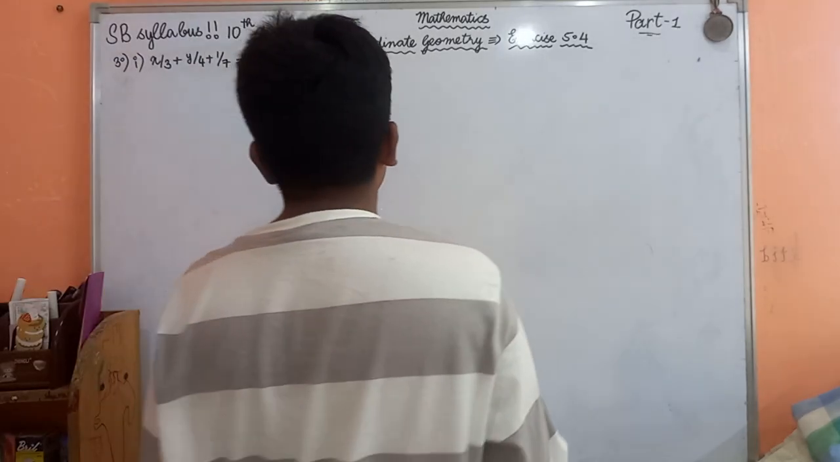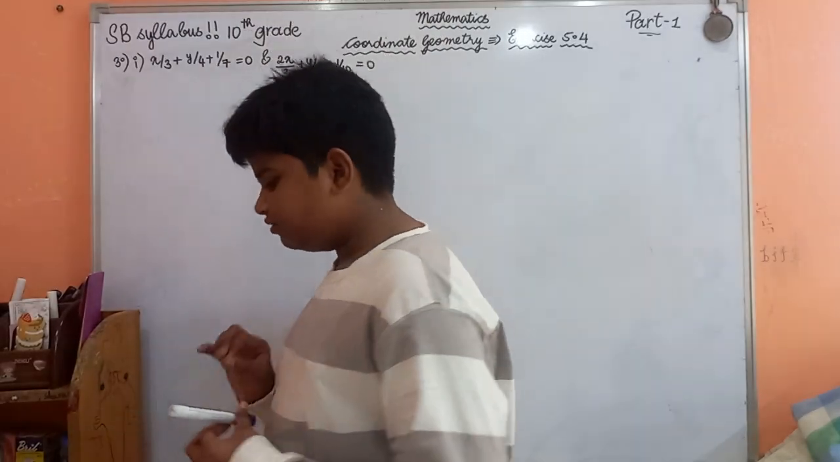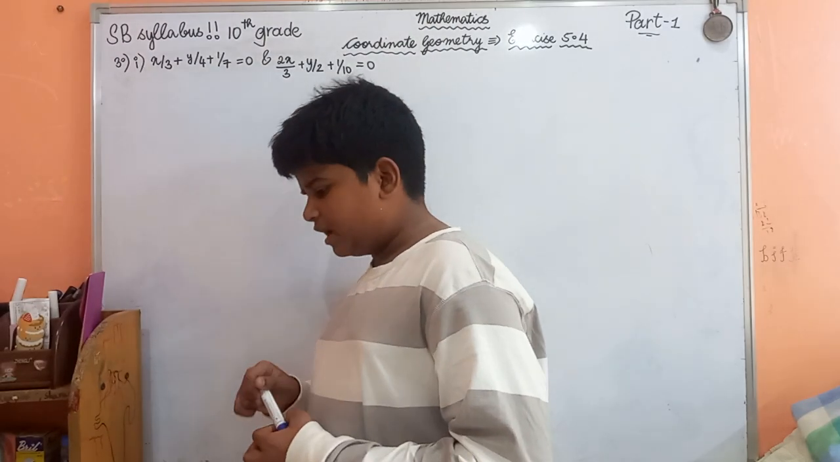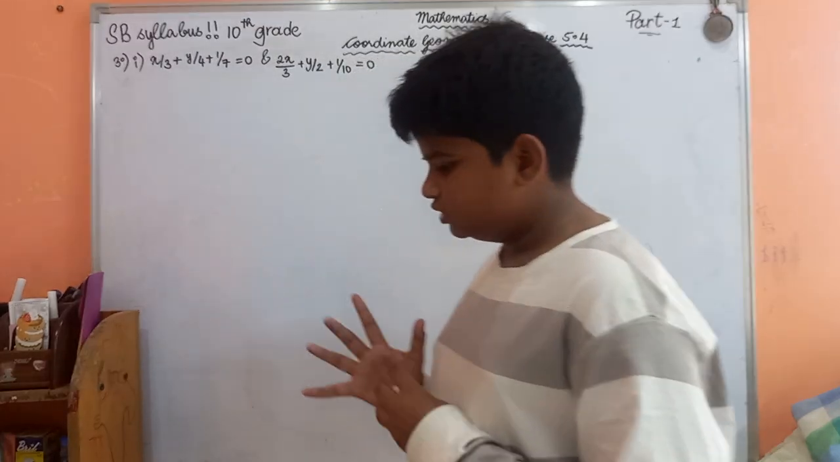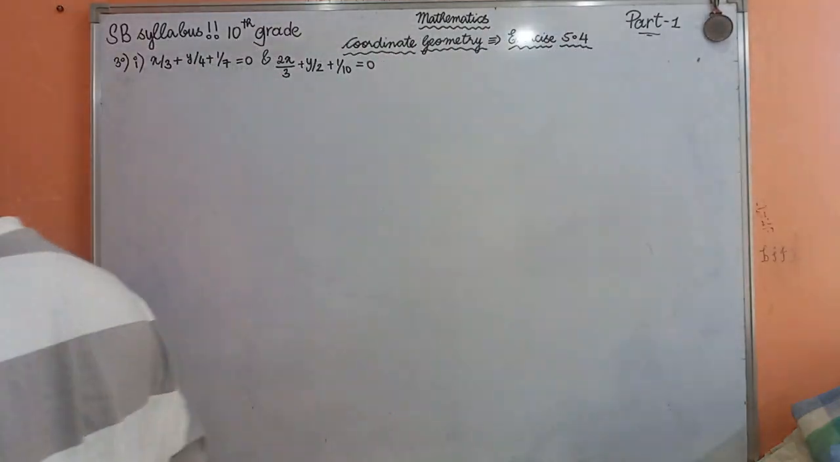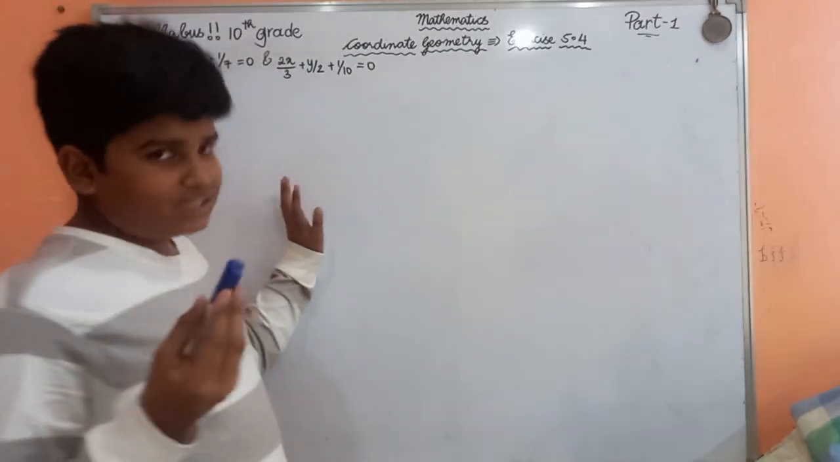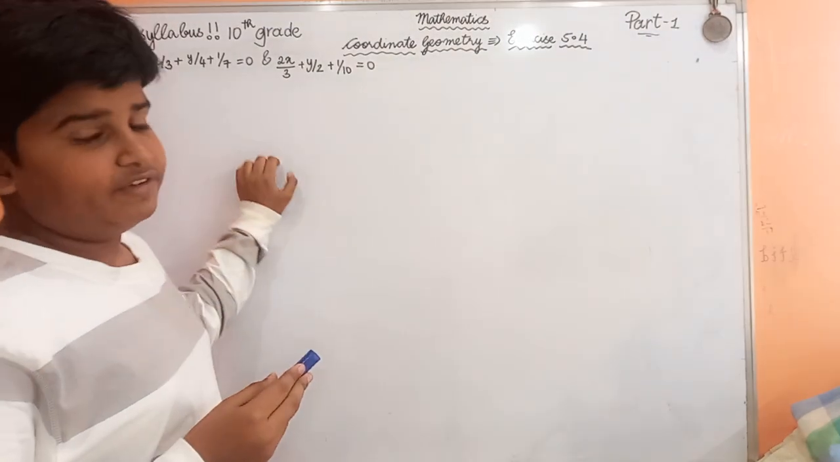So guys, this is the first question. Check whether the given lines are parallel or perpendicular. What we have to do is find m1 and m2. If they are equal, then the lines are parallel. If not, then they are perpendicular. So first let's find m1 and m2.